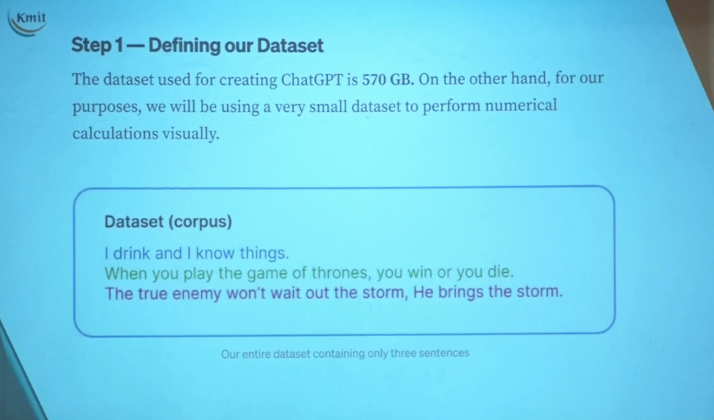Okay. Now let's see this. I have taken a data set here. So step 1, I am defining a data set. What is the data set that I have taken, guys? How many sentences? 3. What are they? I drink and I know things. Second sentence. When you play the Game of Thrones, you win or you die. The true enemy won't wait out the storm. He brings the storm. These are the 3 sentences.